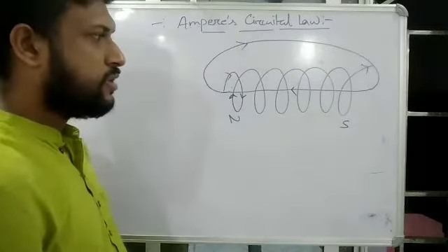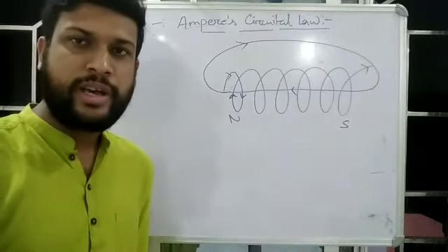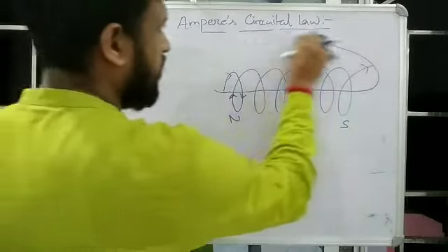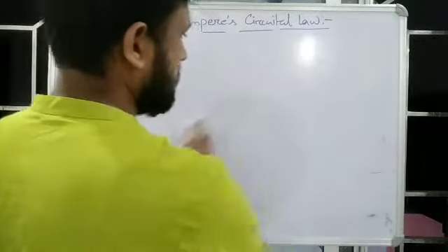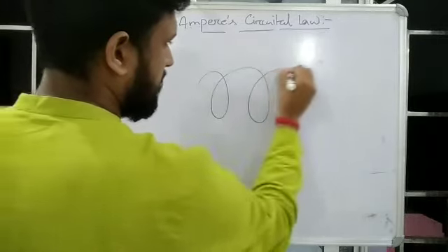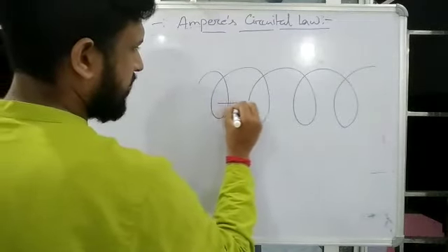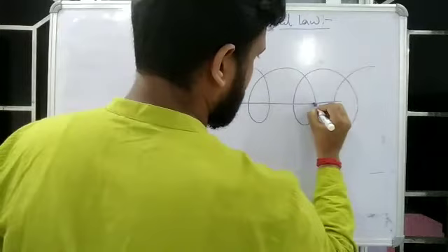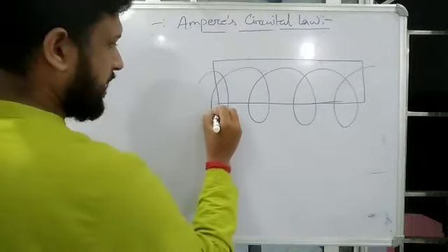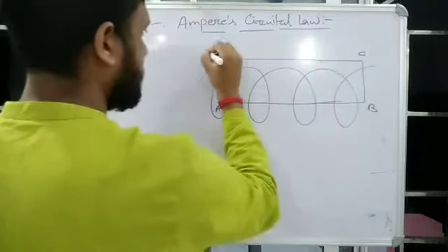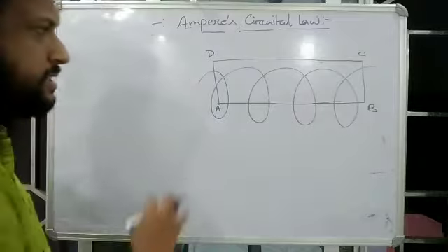Now we have to find the magnetic field, so we have to draw a closed path. I am making it a very simple one. Suppose I am taking a closed path like this, a rectangle, a closed rectangle, A, B, C, D. Clear or not? And suppose there are n turns.